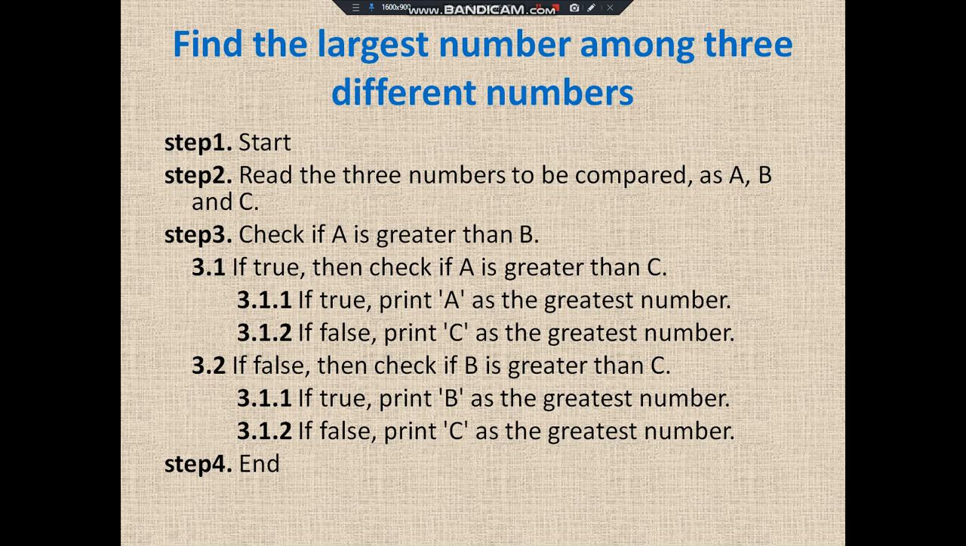So here, if the first condition is false, that means if A is not greater than B, that means B is greater than A, then we'll check whether the B value is greater than the third variable C also, then we are going to print that B is the greatest number. And if B is greater than A but it is less than the third variable C, then we are going to print that the third variable C is the greatest number. Okay.